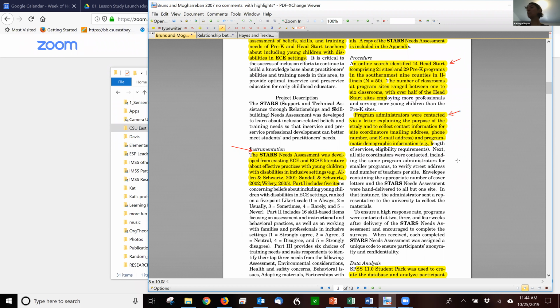And then you can critique it. Do you think they did a good job? Do you think the way that they did it was appropriate in terms of getting a good sample of Head Start and pre-K teachers in this area?